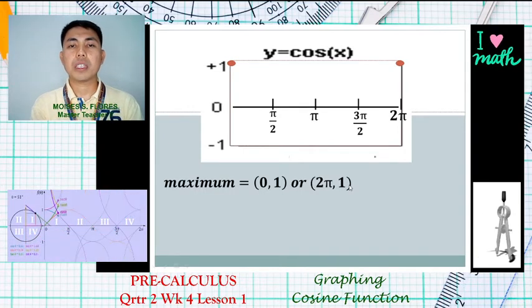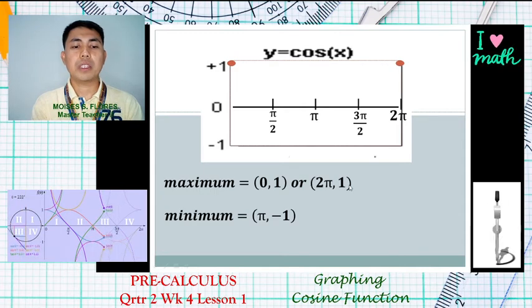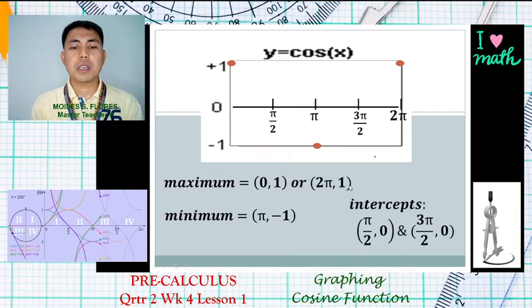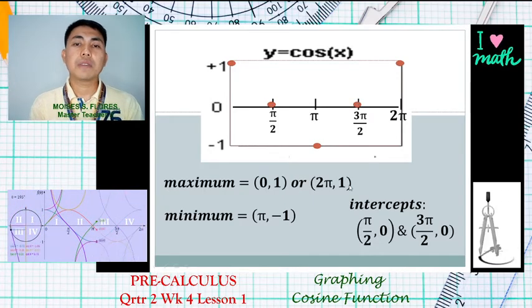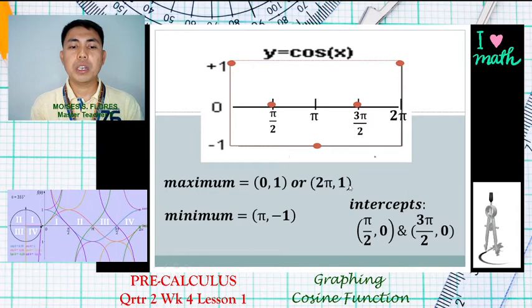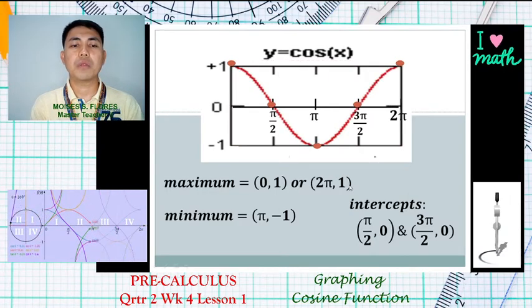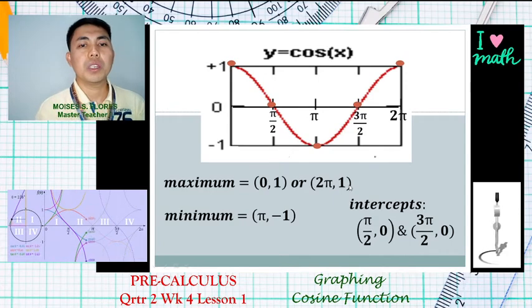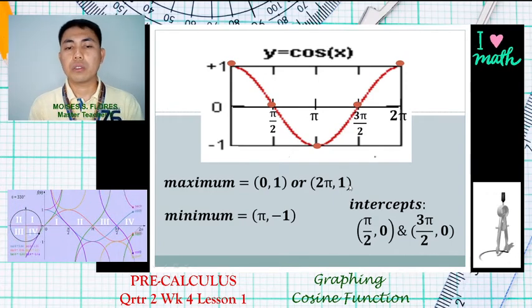After the maximum points, we have the minimum point, which is pi, negative 1. And lastly, we have the intercepts, starting from pi over 2, 0, and of course 3 pi over 2, 0. After you have plotted the coordinates of our intervals, we need to connect them and draw a smooth curve. There you have it, a smooth curve which is now the graph of y equals cosine x. This pattern could be extended from left to right, considering that it has a period of 2 pi.